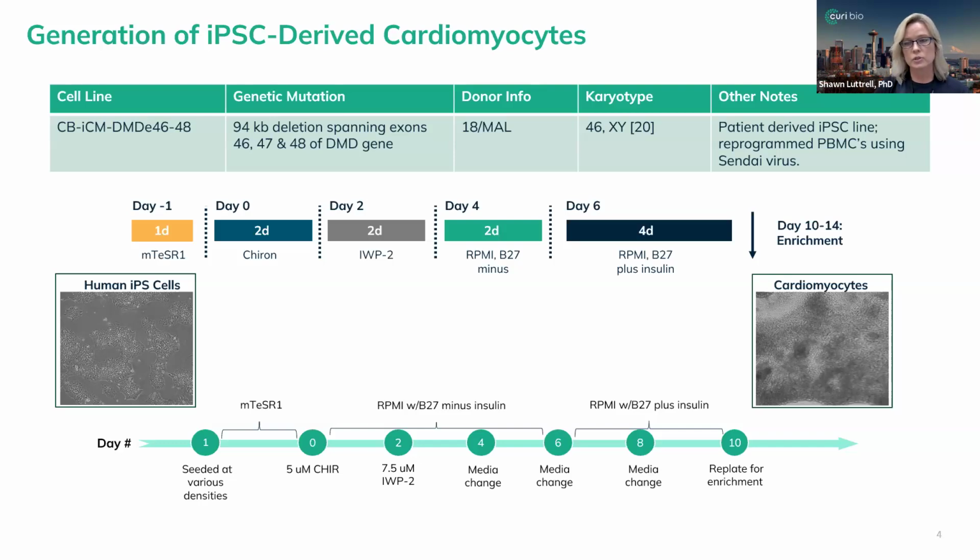We enrich these cells to increase the purity, and we confirm that purity by using flow to test for cardiac troponin I. After a couple of weeks, we have a fairly pure population of cardios that we can bank in high-density cryovials for future use.